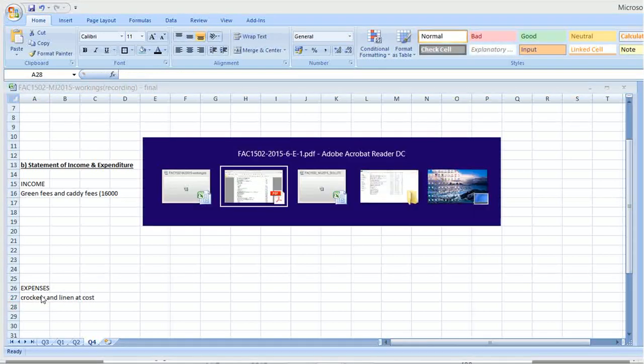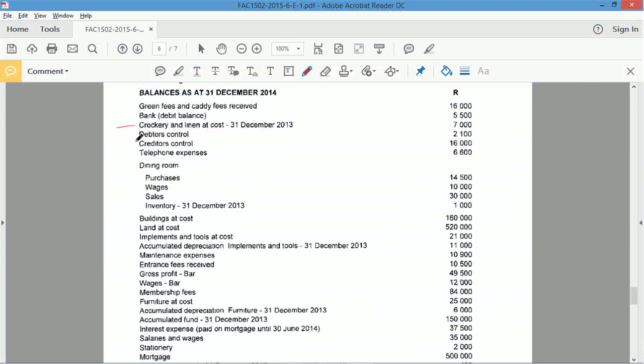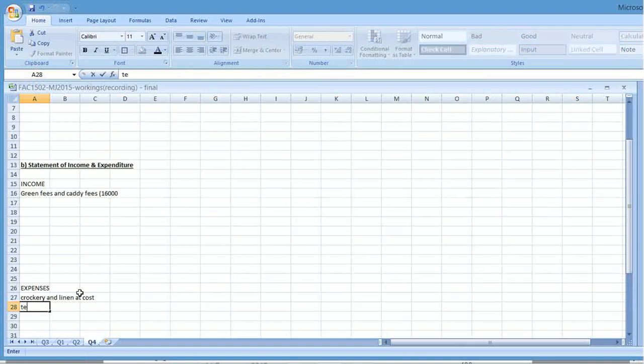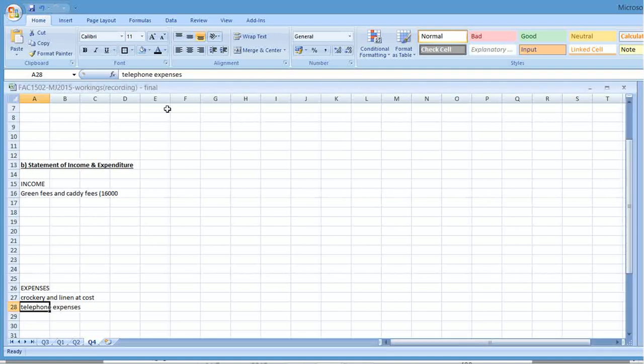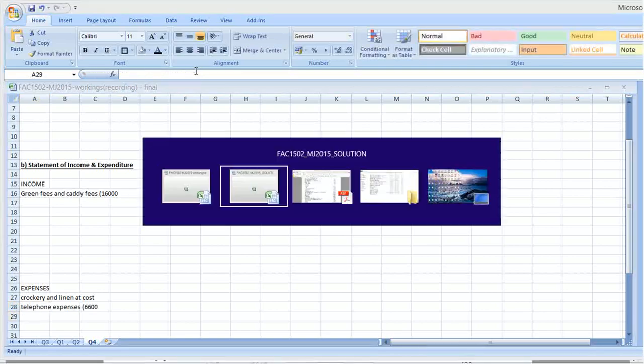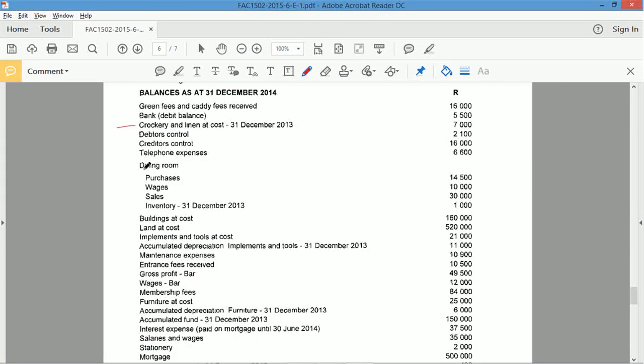At cost. Debtors control, assets, creditors liability, telephone expenses. Okay, telephone expense is seen as an expense, so we would record that as the expense in the actual statement of income and expenditure, and the amount for the telephone was 6,600. Dining room, there we go.